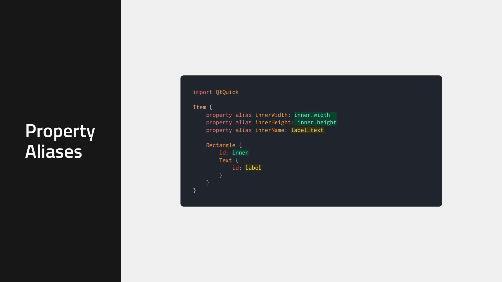You can forward a property to an outer scope with a property alias. This is particularly useful when you want to create a reusable component and design its public-facing interface. In this example, we forward the text property of the text object to the component scope. Also, the width and height properties of the inner rectangle are forwarded to the root item.